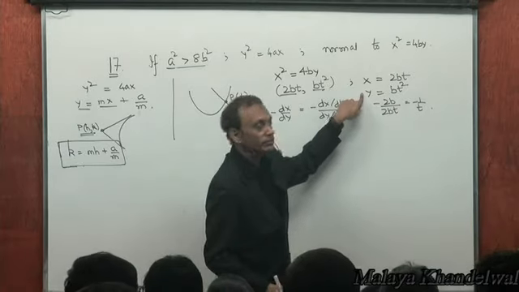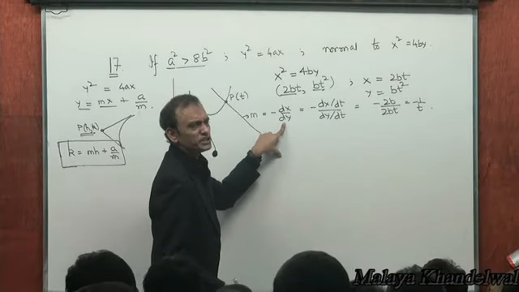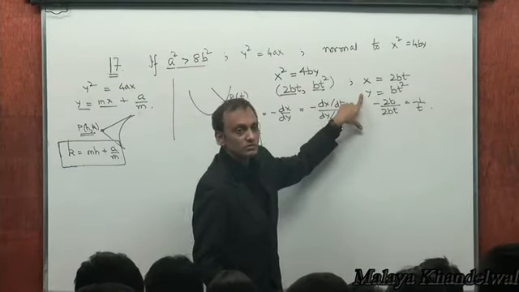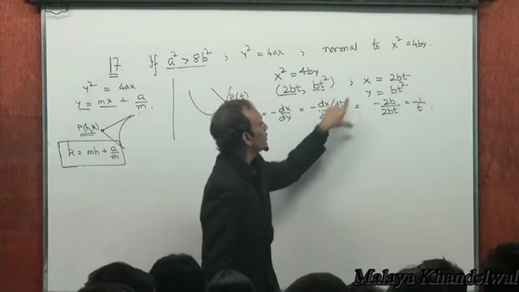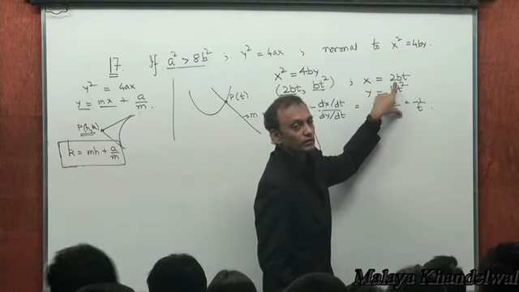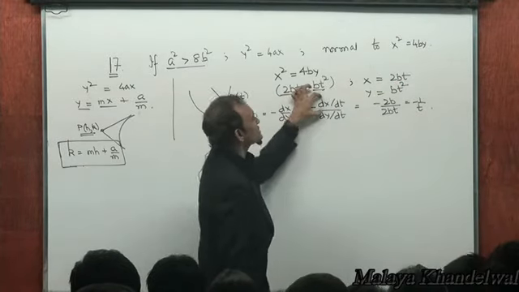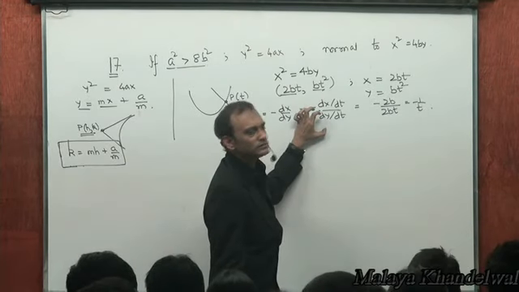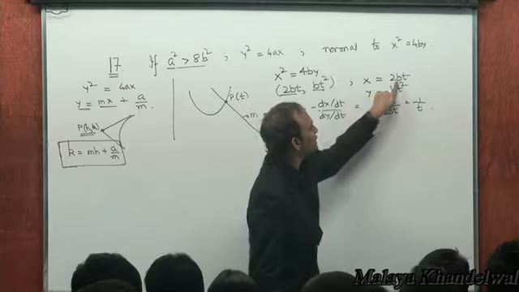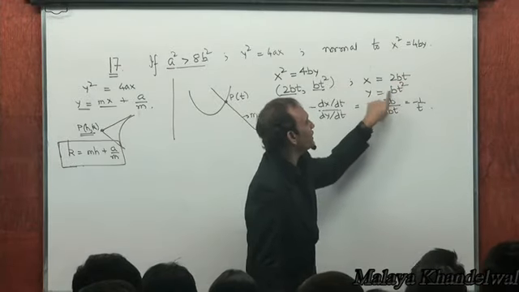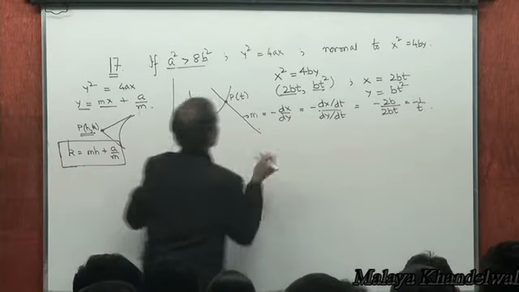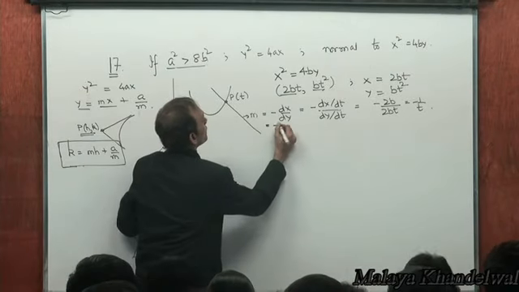The x is 2bt, and the slope of the tangent is dy/dx. The dx/dt is 2b, isn't it? dy/dx is (dy/dt) by (dx/dt), that's the chain rule. And dx/dt is 2b, dy/dt is 2bt, differentiating. The slope of this normal is minus 1 by t.